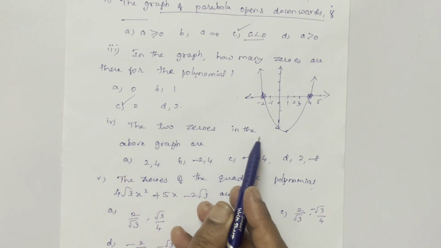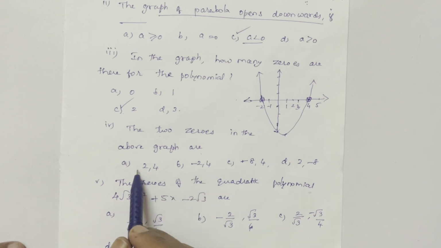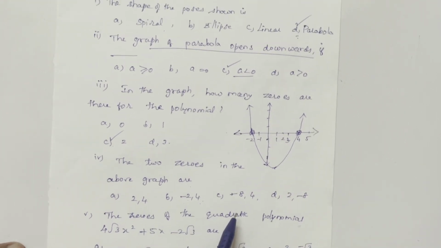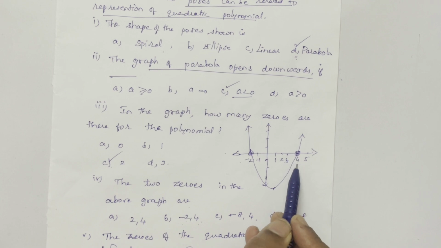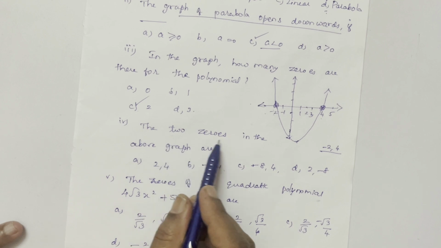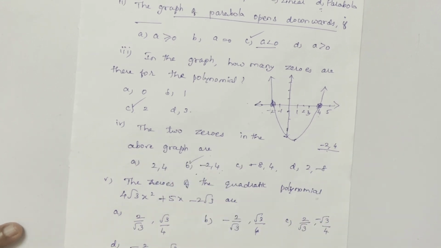The two zeros in the above graph are, what are the two zeros? Here in the options, only x coordinates are given for the zeros. So the x coordinate of this point is -2 and this point is 4. So our answer is -2 and 4. The two zeros in the above graph are -2, 4. That corresponds to option B.